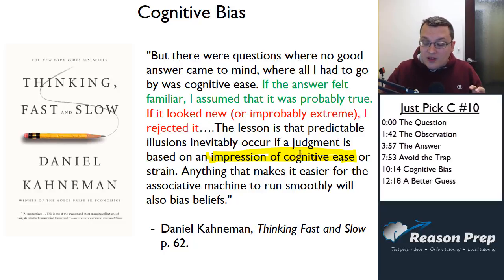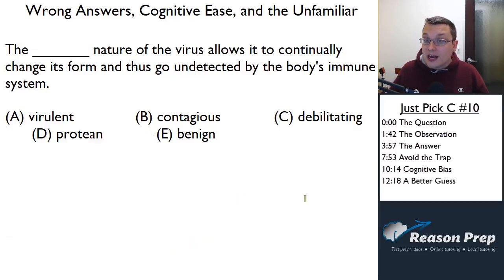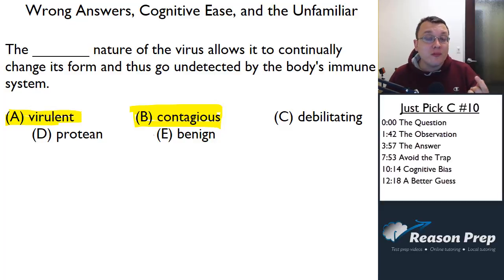So now that you know this is a thing, you want to do what you can to avoid it. So if we go back to our question, these wrong answers, virulent to some extent, but especially contagious, and maybe other ones, seem familiar, but don't mistake familiarity with correct, and don't mistake unfamiliarity with incorrect. So when you're looking, for example, in an English test, if it's a strange grammar structure, a strange sentence structure, don't immediately think it's wrong, right? If it seems familiar and comfortable, maybe that's good or maybe not, right?